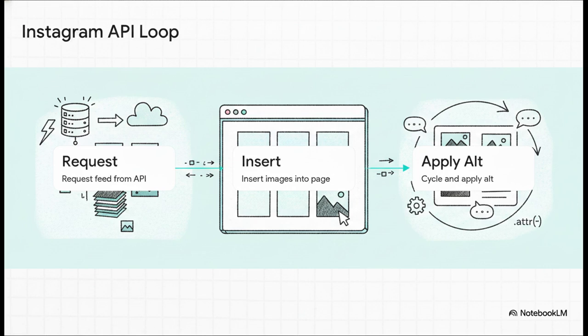Or, let's step it up to a slightly more complex workflow. Say you're integrating with the Instagram API. Step 1, you ping their servers and request a feed of images. Step 2, you dynamically insert all those new image elements into your blank web page. But wait, for accessibility and SEO, those images need descriptive tags, right? So step 3, you write a loop that cycles through every single inserted image using the .attr method to dynamically apply unique alt attributes to each one based on the data Instagram sent back. You are literally constructing a fully compliant, data-rich user interface out of thin air.